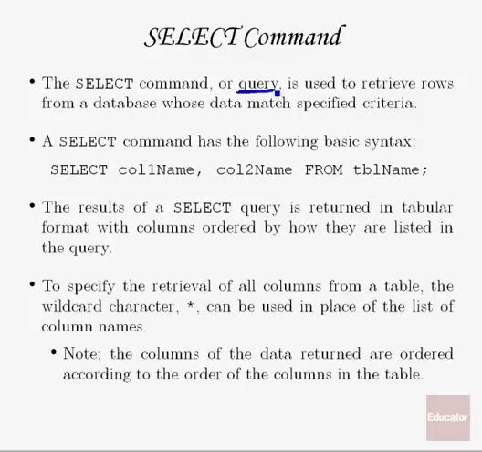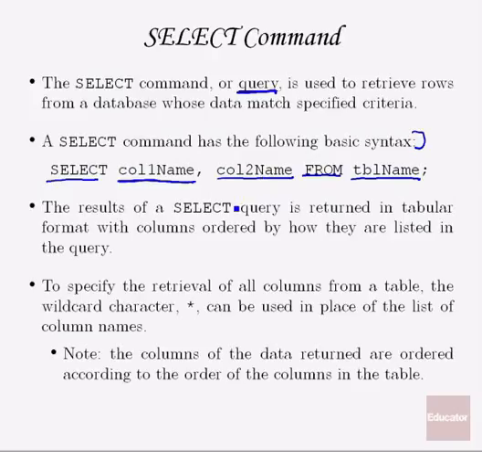The basic syntax for the SELECT command is you have the SELECT keyword, and then you specify the names of the columns that you want to retrieve data for, separated by commas. So we're saying, give me the values for column 1 and column 2, and then the FROM keyword, and you specify the table name. This would say, give me all the values for column 1, all the values for column 2 from the table named by table name.